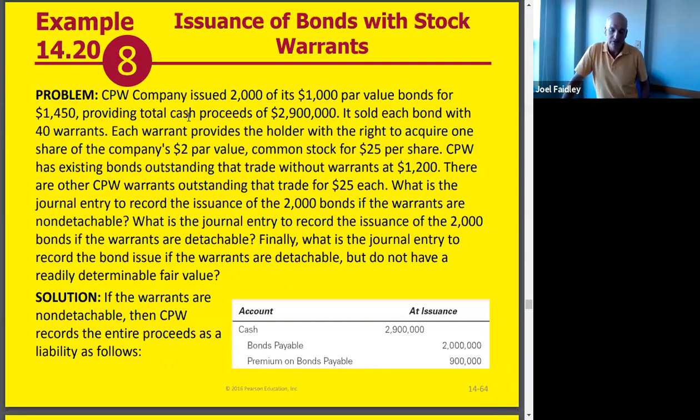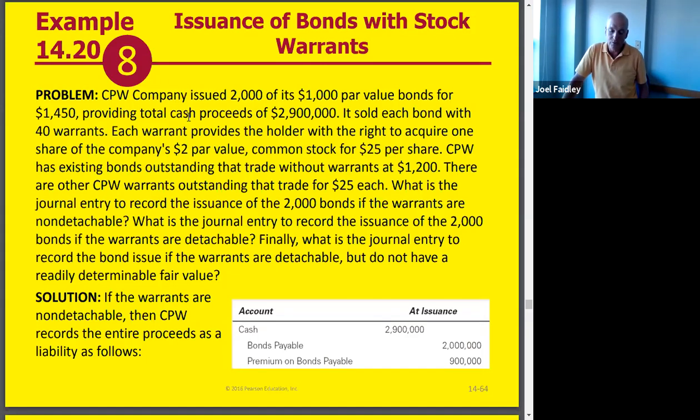Here CPW issued 2,000 of $1,000 par value bonds for $14.50. So they're telling you the cash proceeds, well, they calculated for you, $2.9 million. So the question is, I've got $2.9 million. Do I need to allocate that between bonds and warrants?